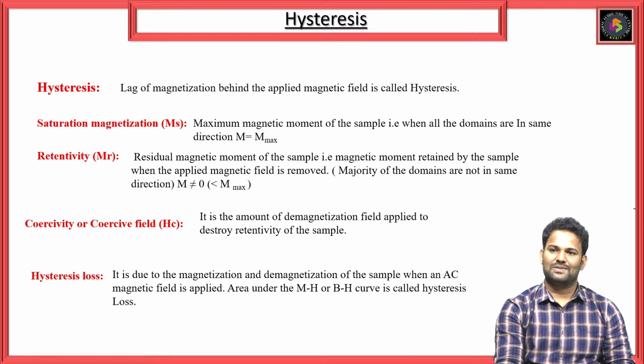So there is some loss while we are magnetizing and demagnetizing. The energy can be lost in the form of heat, a little bit of energy. That is known as hysteresis loss. It is due to the magnetization and demagnetization of the sample. When an AC magnetic field is applied, the area under the MH or BH curve is called hysteresis loss. So this is the complete BH curve.